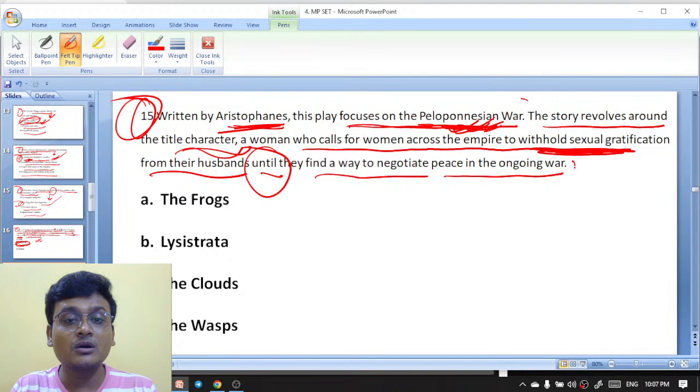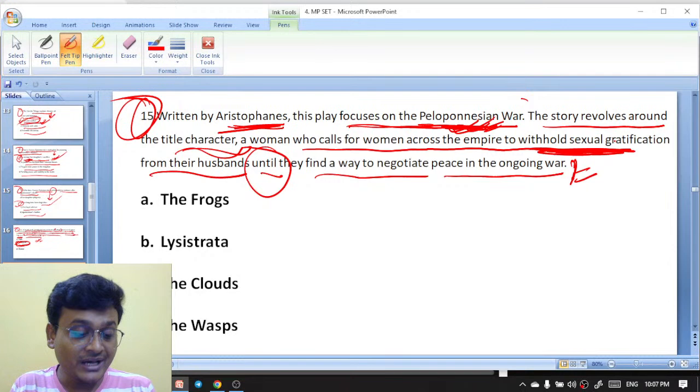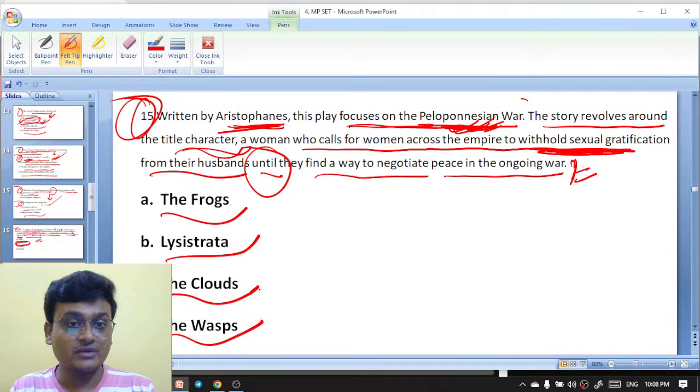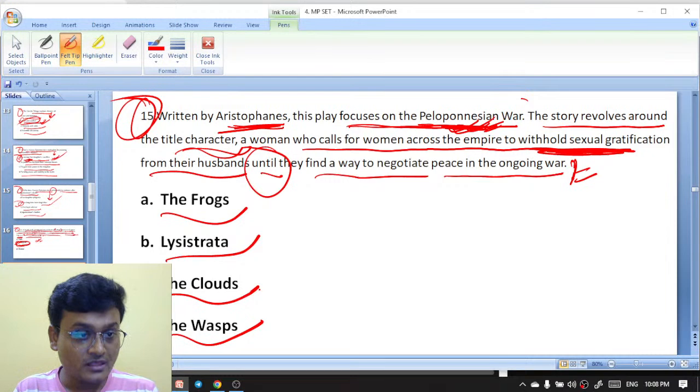So the women were calling the other women across the empire to withhold sexual gratification from their husbands until they find a way to end the war. The name of the war is the Peloponnesian War. Your options are The Frogs, Lysistrata, The Clouds, The Wasps. The Frogs, Clouds and Wasps are different; Lysistrata is the titular character, the heroine.